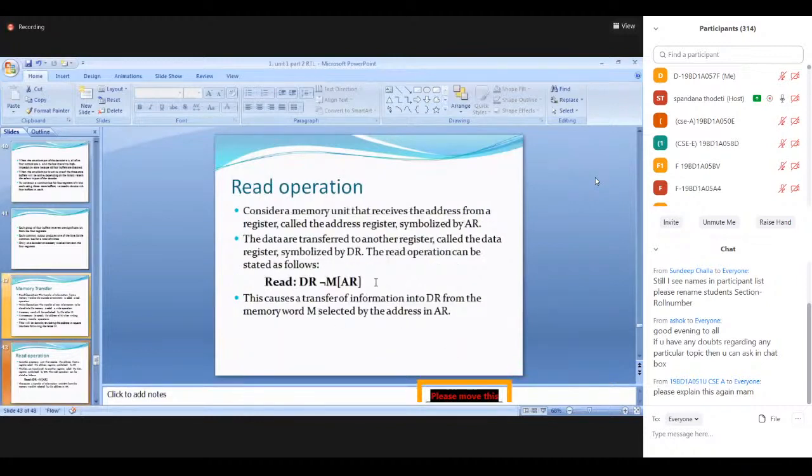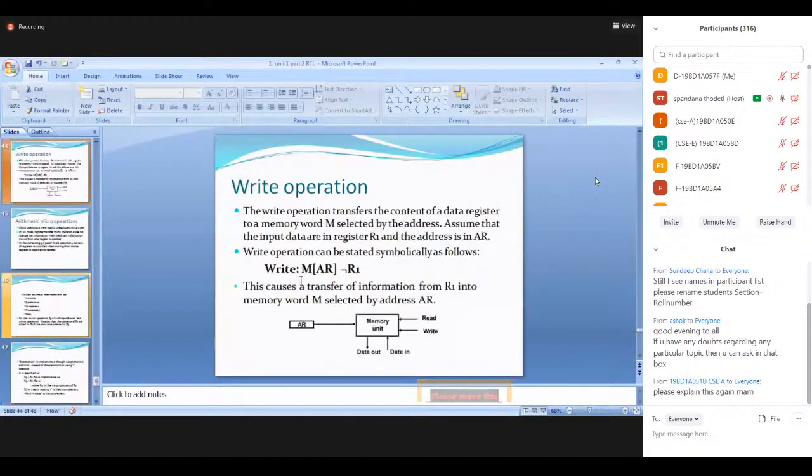Now, suppose consider a read operation. That means from the main memory, you are reading the data and you are placing it into some register known as a data register. The address of the memory content is always present in the address register. So this address register will give you some value, the address value, suppose 100. So go to the memory location 100, retrieve the content from there, place the content into the data register. So this is the register transfer language for a read operation.